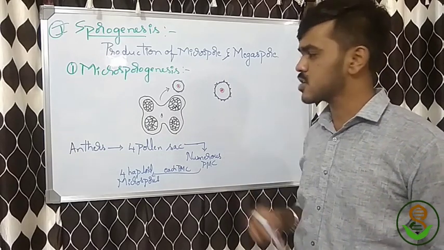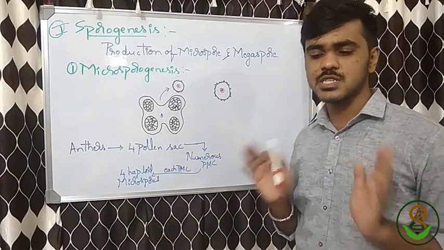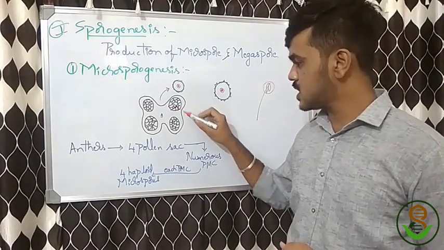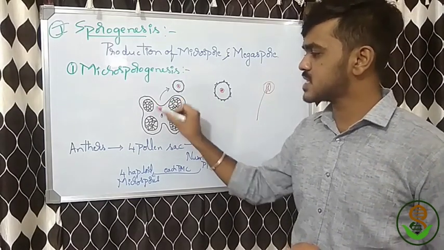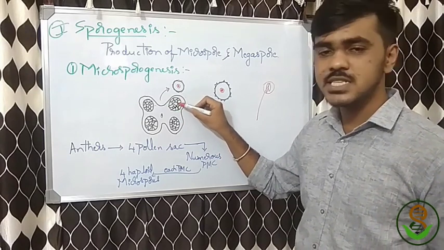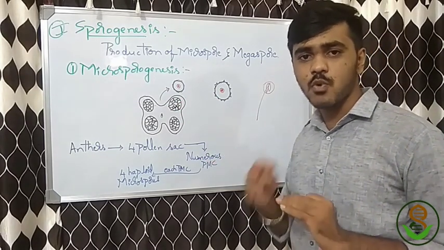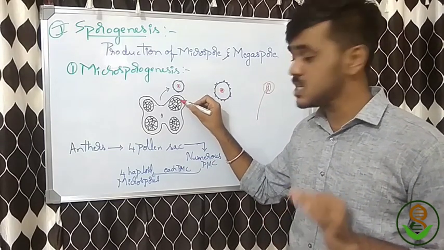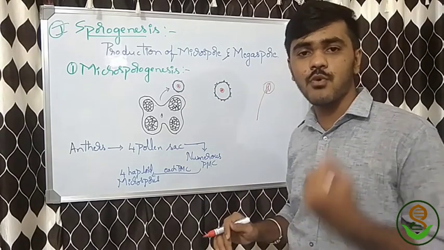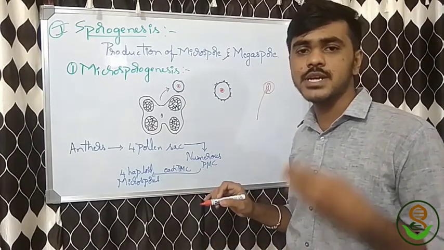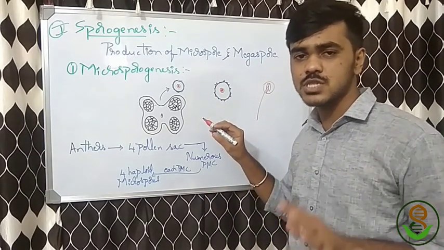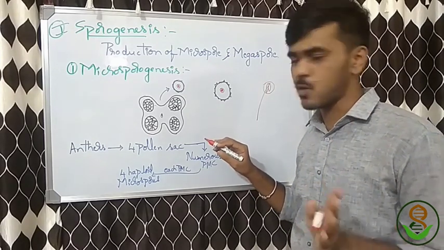One by one we shall see, first microsporogenesis. Friends, imagine anthers. If we cut that, within it we can see four pollen sacs. Each sac contains numerous cells, that is, numerous pollen mother cells. Each cell is a pollen mother cell, and each undergoes meiosis and gives rise to four haploid cells, that is, four haploid microspores. The pollen mother cell, PMC, undergoes meiosis to produce the four haploid microspores.